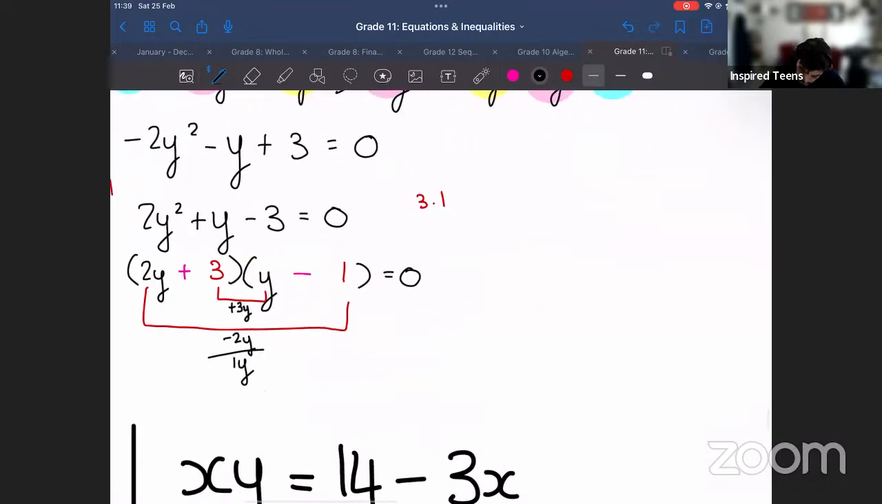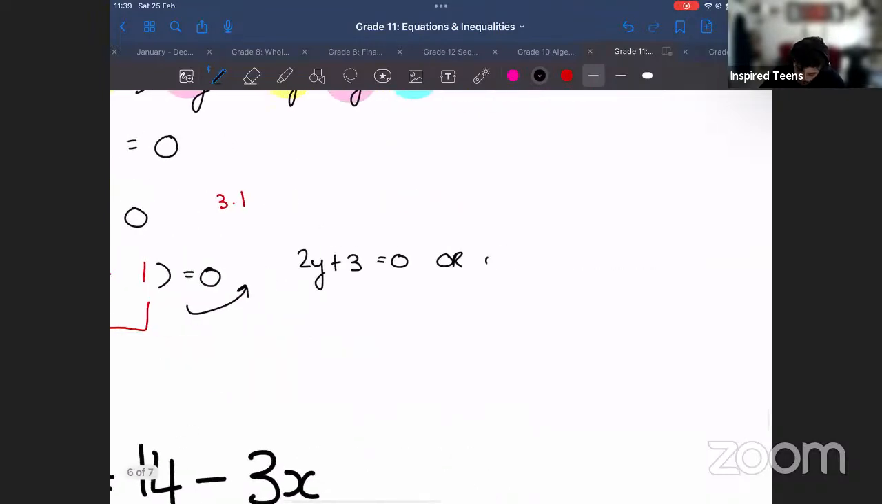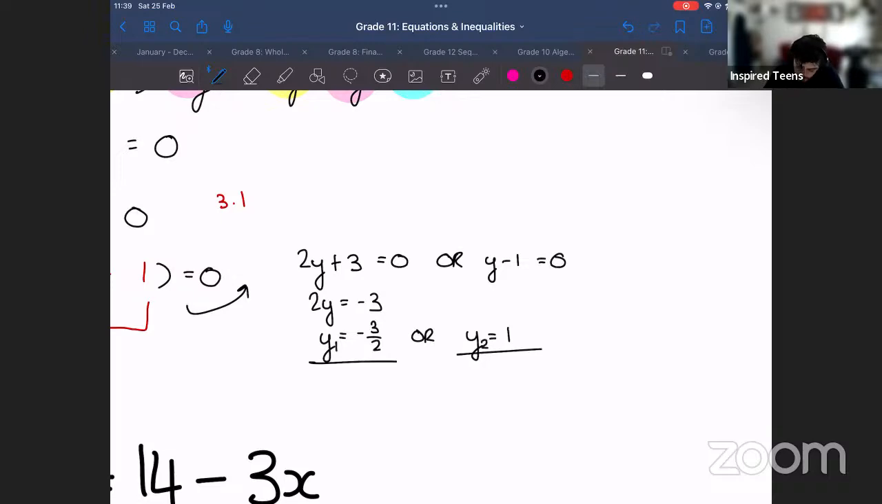Let me take this over to the side. 2y plus 3 is equal to 0. Alternatively, y minus 1 is equal to 0. So 2y is equal to negative 3, y is equal to negative 3 over 2. Or y is equal to 1 when we take it over to the other side. Remember, I solve for y, so y1 and y2, simultaneous.